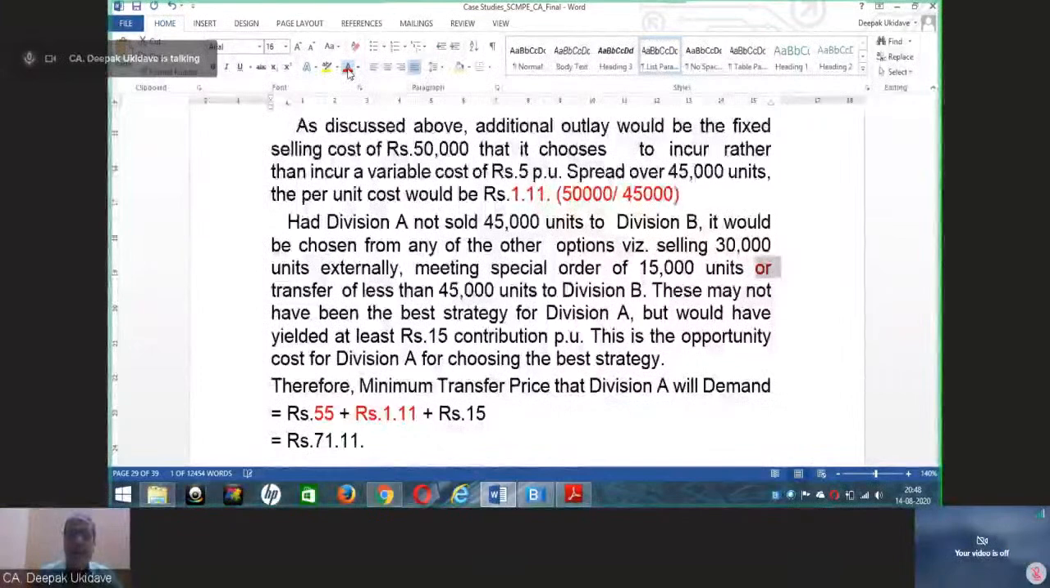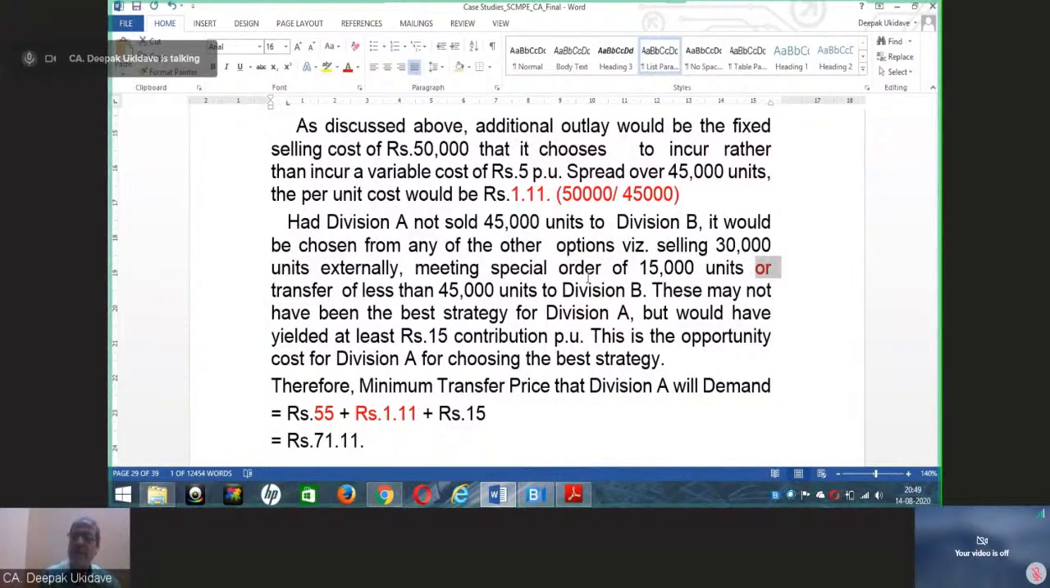Look at this most important paragraph. Had division A not sold 45,000 units to division B, it would have either sold 30,000 units externally and special order of 15, or transferred less than 45,000 to division B. In either case, it would have earned contribution of at least 15 rupees. Because in all three scenarios, situation analysis, what we have done on the top, in those 4 columns, in all 3 cases, it comes to 15 rupees. Only in the last case, the contribution came to 20 rupees.